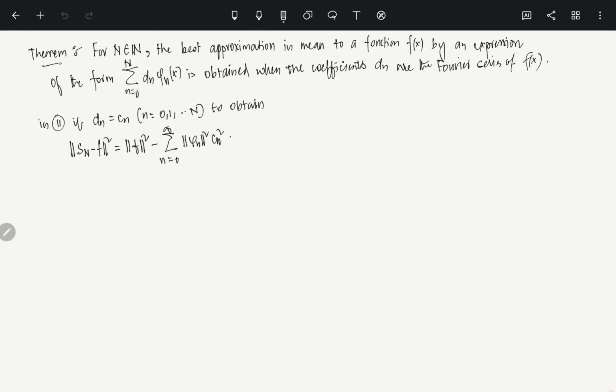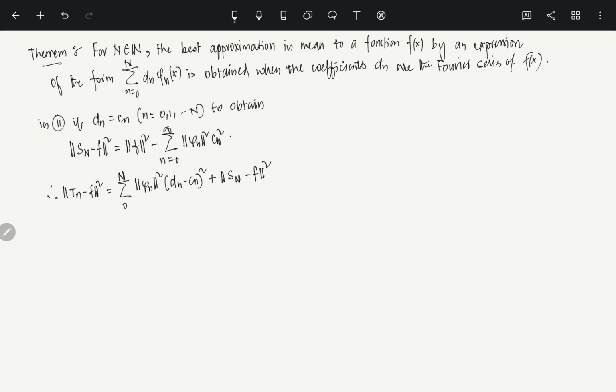That's what I wrote here. Okay, so now what we can say is that the norm of Tn minus f squared is nothing but the summation from 0 to capital N of norm of phi n squared times dn minus cn squared, right? That's what we actually showed, plus the norm of S capital N minus f squared. The last two terms are in terms of Sn minus f, so we can write it like this.